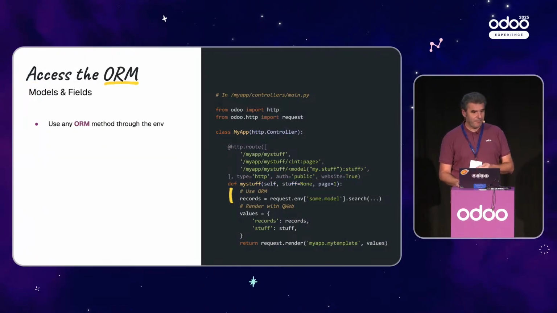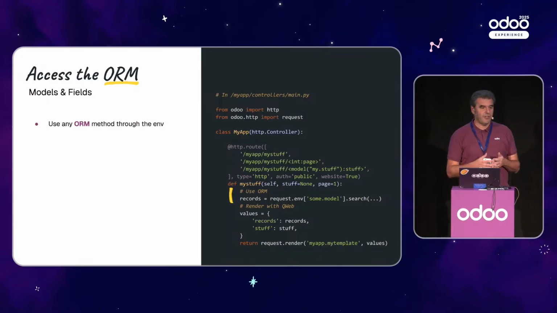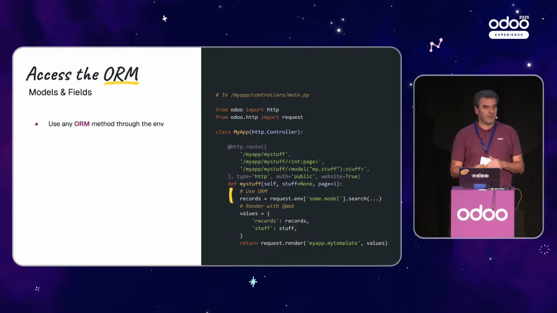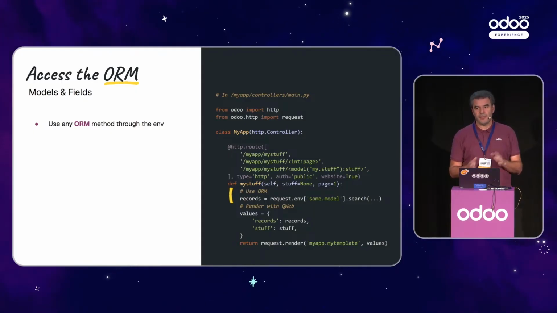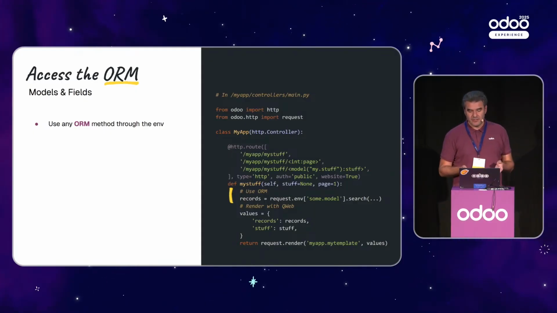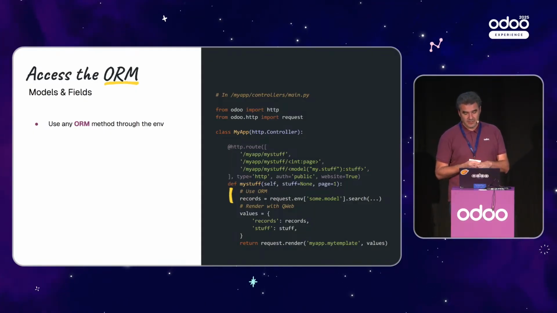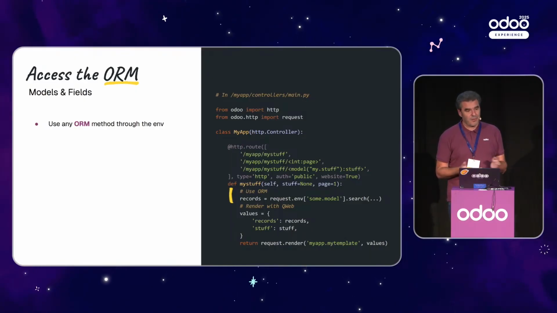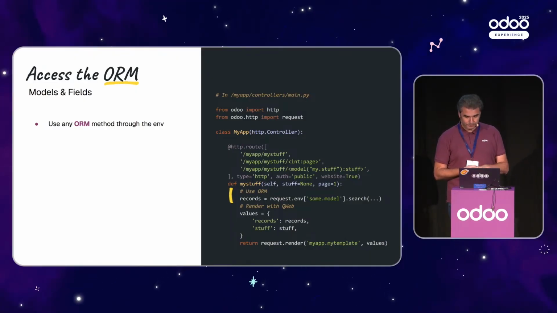Within the method itself, you can access the ORM, almost like when you are inside a model, except that you're not inside a model class. So instead of using self.env to call all your methods on the ORM, the env is stored on the request object. So you just use it the same way as usual.